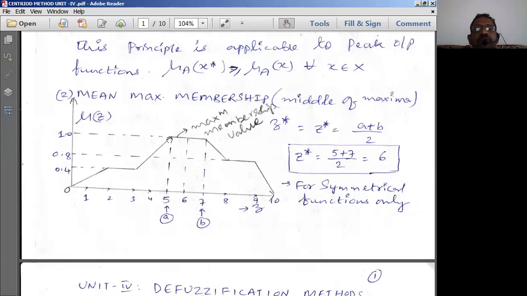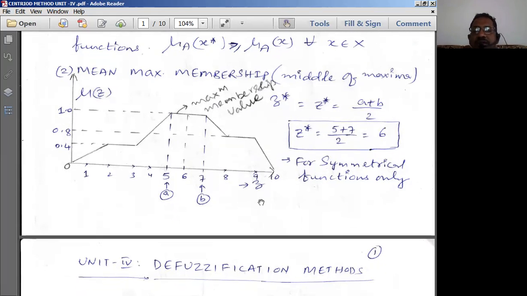Let us locate the edges until where this maximum membership value is true. Until this transition, the maximum membership value is true, and here also until this transition it is true. Therefore, we get the appropriate fuzzy set values like 5 and 6. Simply find the mean of these two values. If one is A and the other is B, the mean of these two is the crisp set value. In this example we have 5 and 7, so 5 plus 7 by 2 is 6. This 6 is the crisp set value for us.